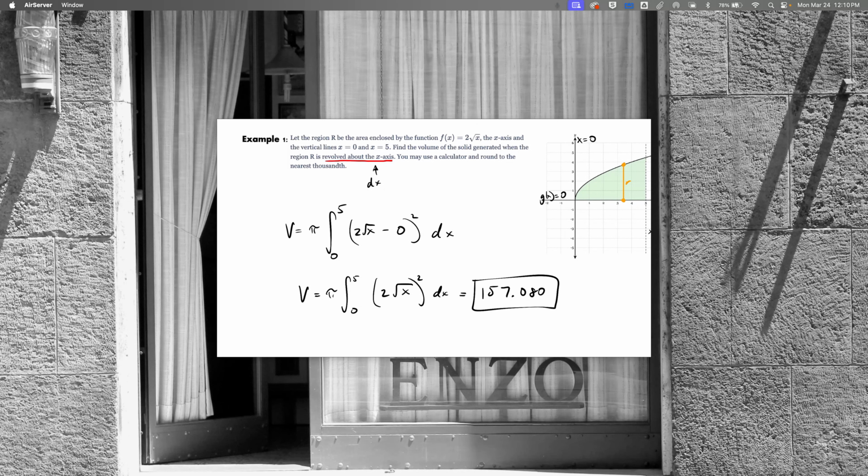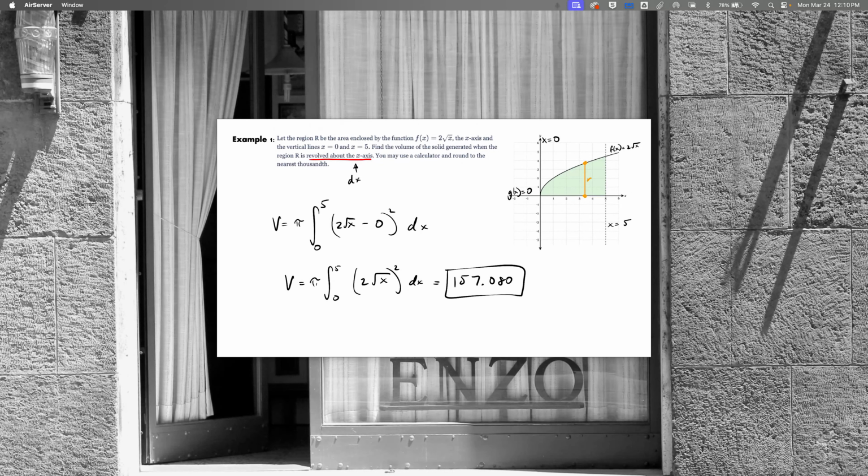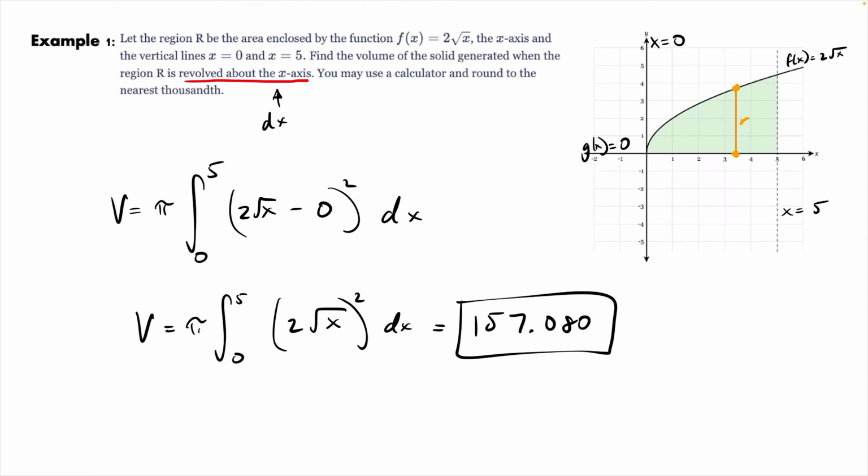157.080, and that is the volume of that figure that would be created. Again, we don't have to draw it. It's not asking us to draw it. You don't even need to picture it in your head. It's easier if you can see it in your head, but you don't need to see what that 3-dimensional figure is going to look like.